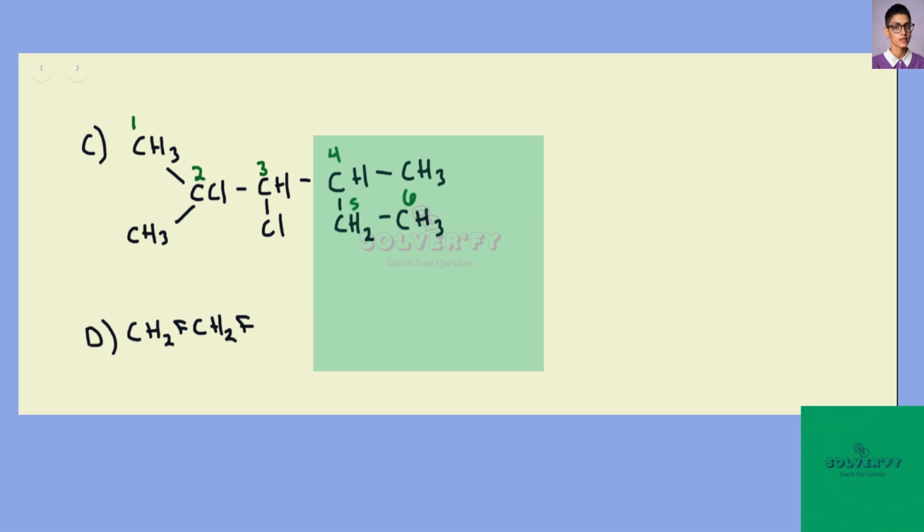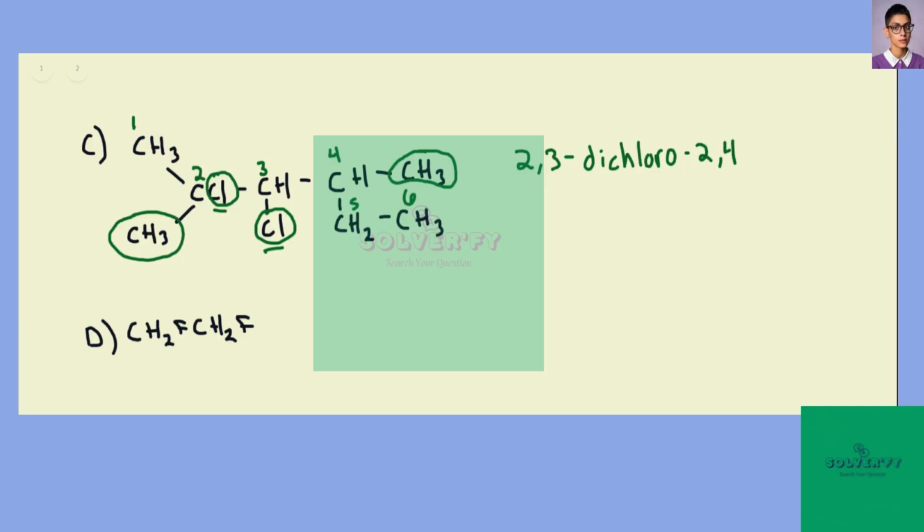And I should also identify my substituents. So I see we have a methyl group off of the second. We have a chlorine atom off of the third. We have another methyl off the fourth, and a chlorine off the second. So I'll say it is 2, 3 dichloro. Where I got that from was the 2 chlorines off the second and third. And then 2, 4, because that's the location of my methyl groups.